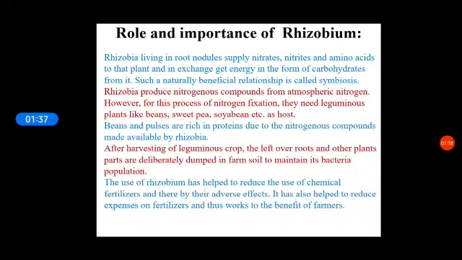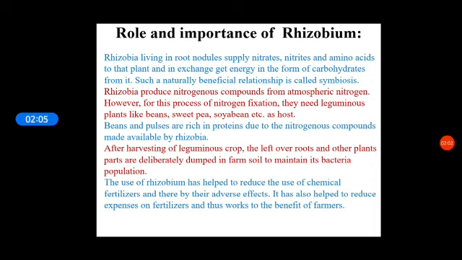Let's learn the role and importance of rhizobium. This is mainly related to the nitrogen fixation process, which we have learned in the nitrogen cycle. Rhizobia living in the root nodules supply nitrates, nitrites and amino acids to the plant and in exchange get energy in the form of carbohydrates from it. Such a naturally beneficial relationship is called symbiosis or symbiotic association.